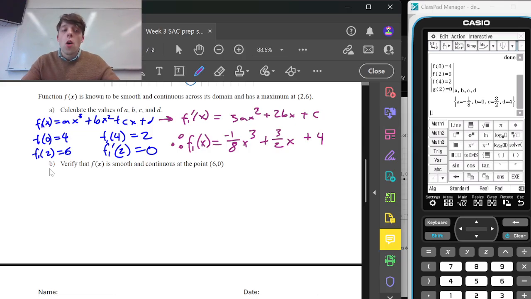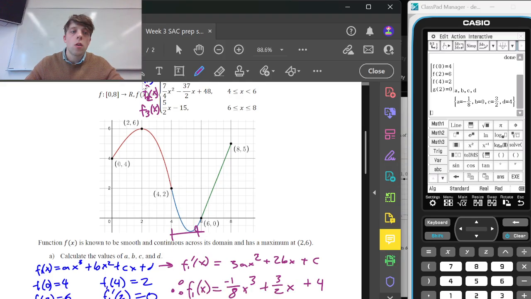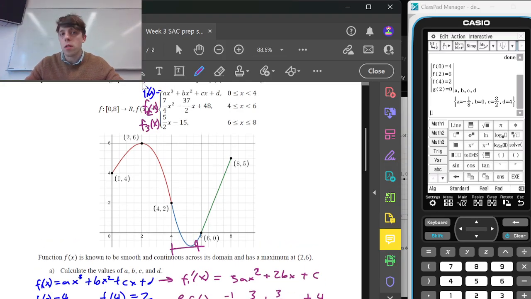All right, now, what does it mean to verify that the function is smooth and continuous at the point (6, 0)? So first up, we've called that first one f1. So let's call the second part of this function, from the x values of 4 to 6, this part of the piecewise function here, f2, and I'm going to call the third one f3 of x. So we've got these two crossing the boundary of x equals 6.